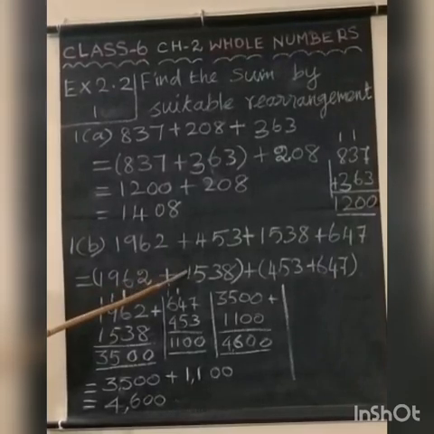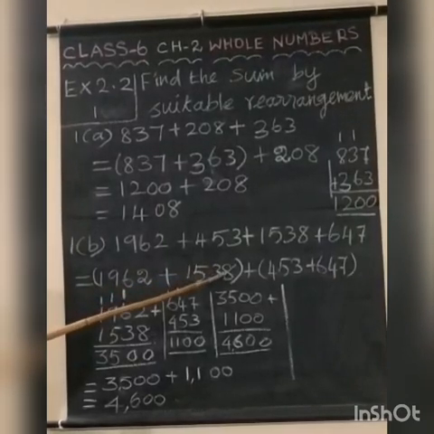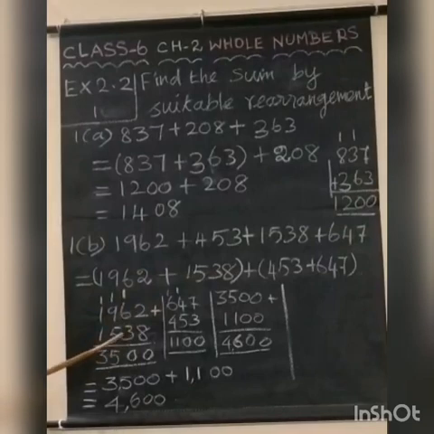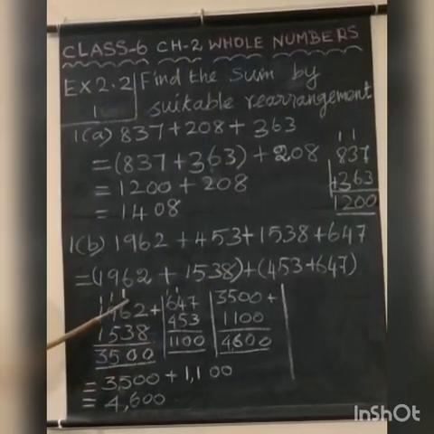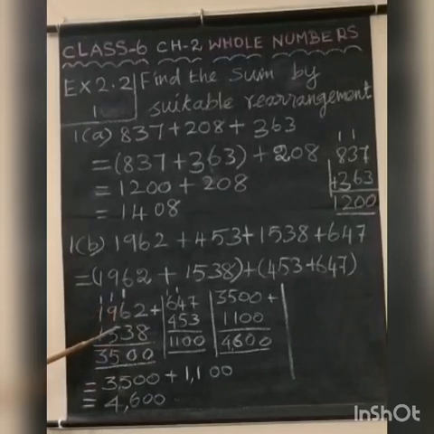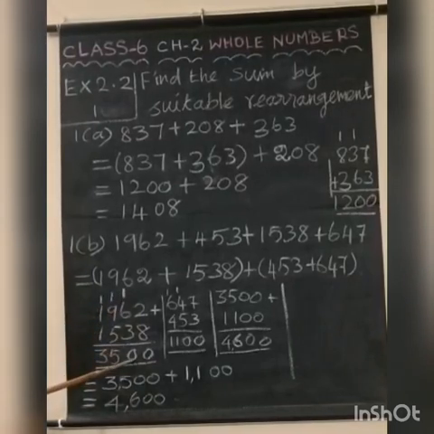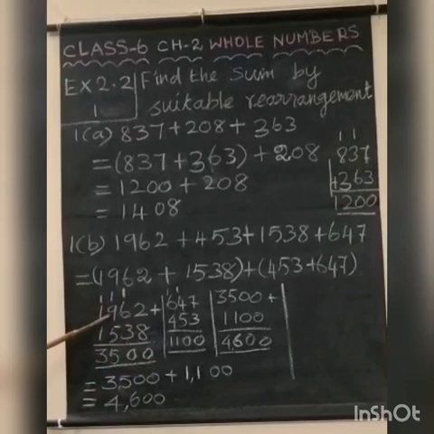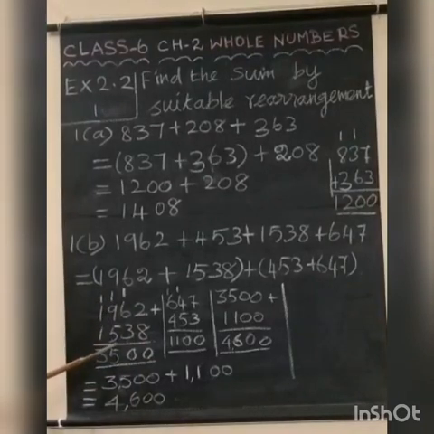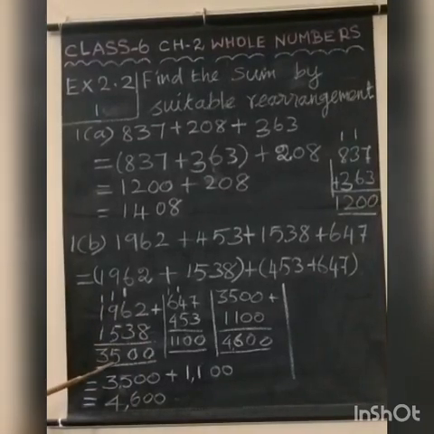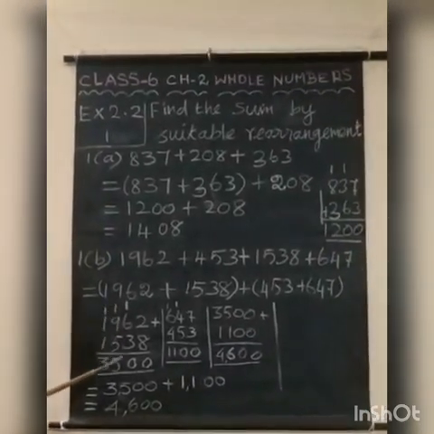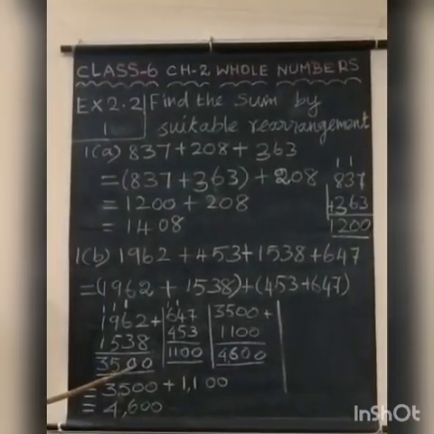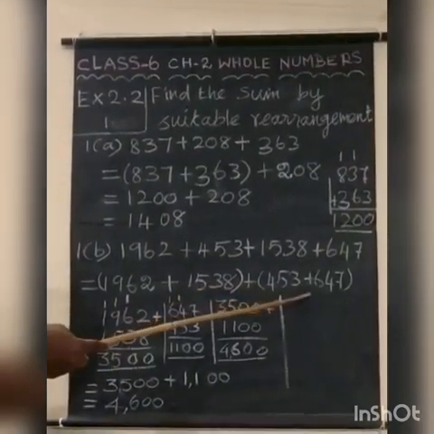1962 plus 1538. Okay. 8 plus 2 is 10. Balance 1. 6 plus 1 is 7. 7 plus 3 is 10. Carry 1. 9 plus 1 is 10. 10 plus 5 is 15. Okay. Carry 1. And then 2 plus 1 is 3. 3500. And then another group adding.